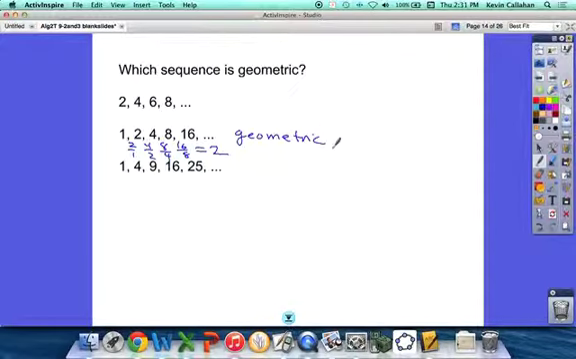Any chance that the third one is geometric? No. And we've already checked the first one, but 4 over 1, 9 over 4, no, it's not constant.